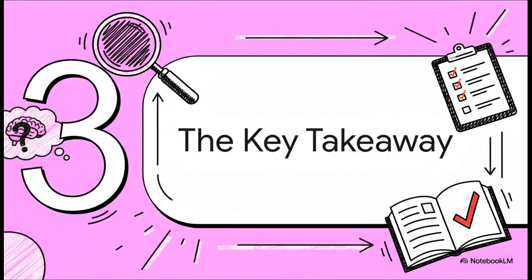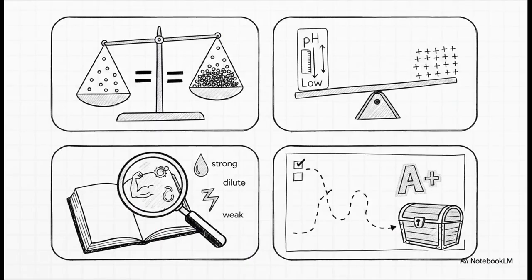So what's the big takeaway here? What did we actually learn from pulling apart this one question? Well, it all boils down to one thing, really. You have to learn to think like the examiner. This whole exercise really shows us 4 key things. First, the examiner is 100% testing if you know strength and concentration are not the same thing. Second, you have to know that relationship. Lower pH means more H+ ions.